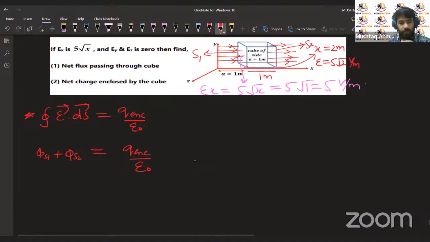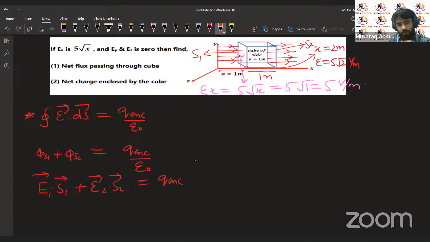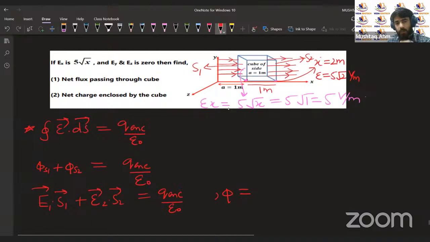And the flux through this side will be nothing. It will be E dot S1. We can write it as E1 S1 plus E dot S2, right? That will be equal to Q enclosed, correct? Or we can say this total flux will be equal to, for the first side, the angle between the S vector and the E vector is 180 degrees. So the electric flux will be E1 S1 minus E1 S1.